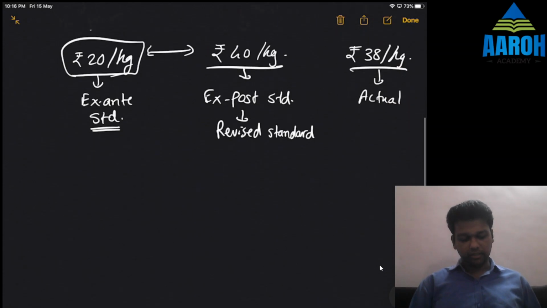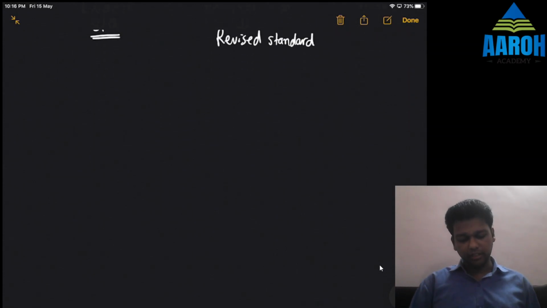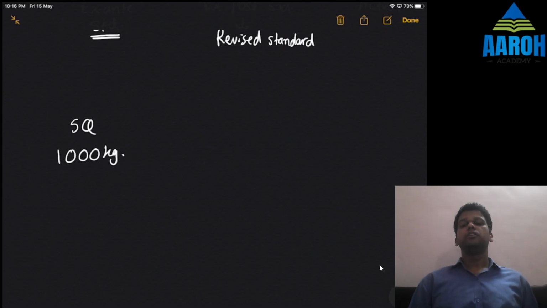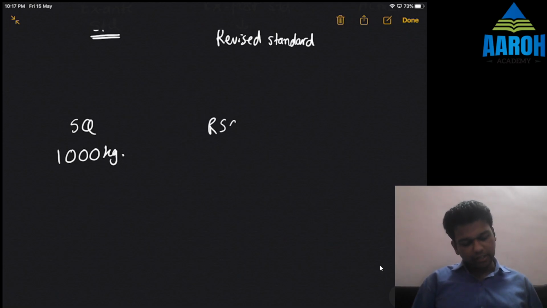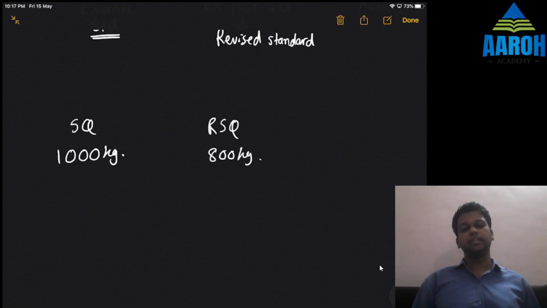Okay, the same thing is in the case of quantity. Okay, if the quantity that we set at the beginning of the period was, let's say, the standard quantity of 1000 kgs of raw material, but our production process underwent a bit of change in between. Let's say we changed our production process to be more efficient. Obviously we could not have foreseen that, because maybe we thought about it later. So at the beginning of the month we thought that we would need 1000 kgs. Then after the month started, we could improve our production process, and then our revised standard quantity was only 800 kgs. Okay, and the actual quantity that we used turned out to be 900 kgs.